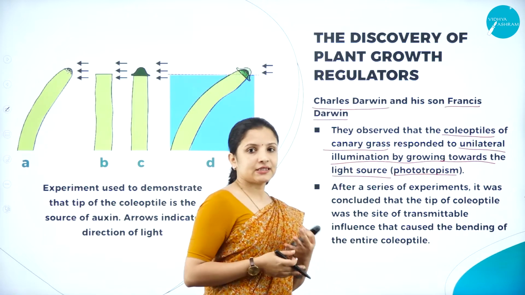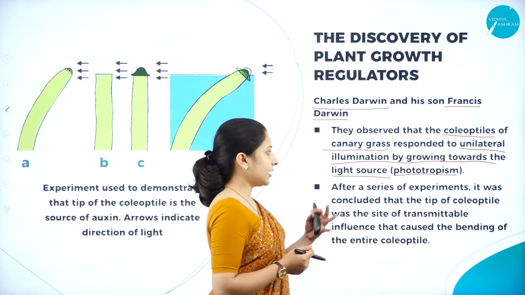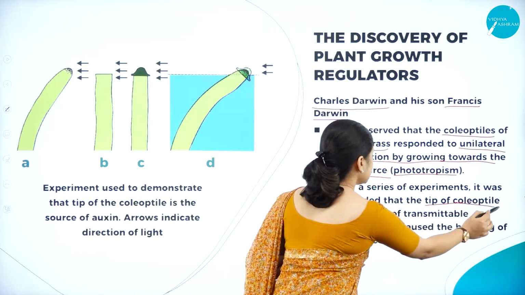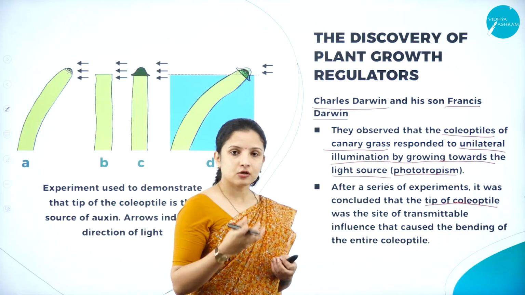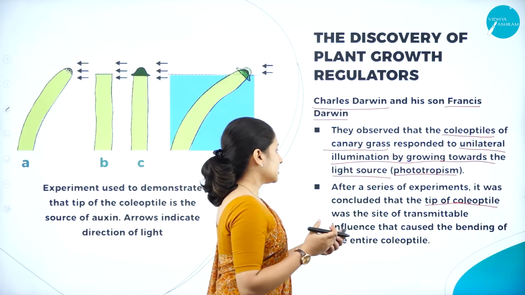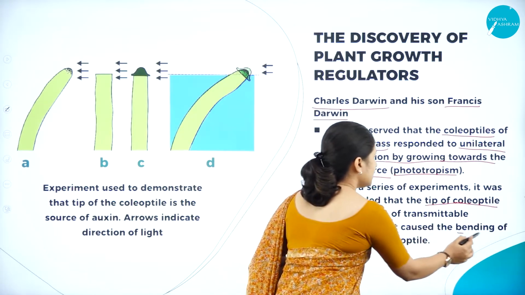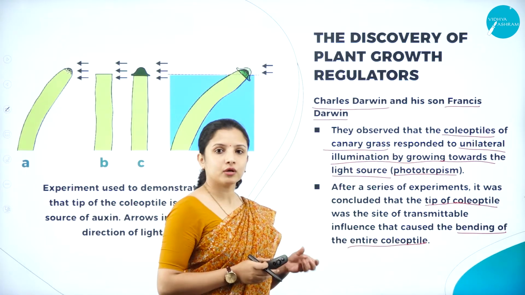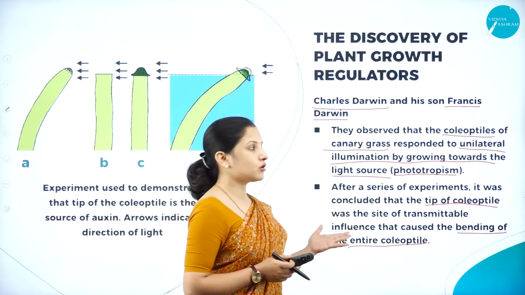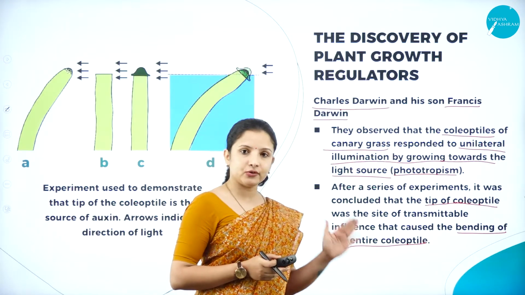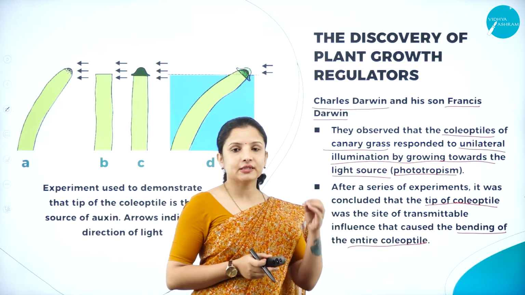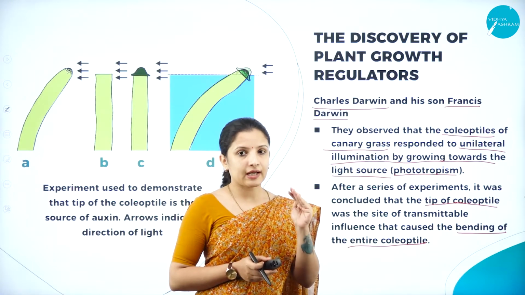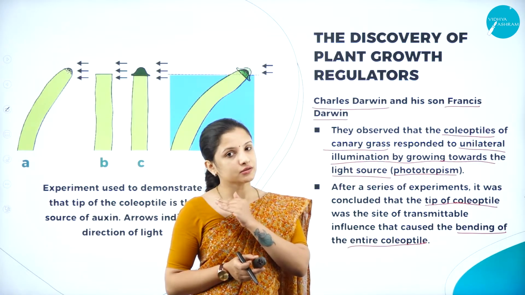After a series of experiments performed by them, they found out that in the tip of the coleoptile, there is some chemical compound that actually caused the bending of the entire coleoptile. So they didn't know what it was exactly. They didn't name it as auxin or anything, but they just knew that there is something present at the tip of the coleoptile which is making the plant bend towards the source of light.